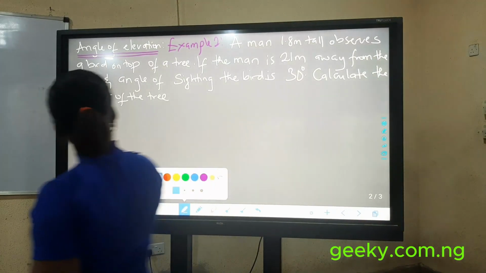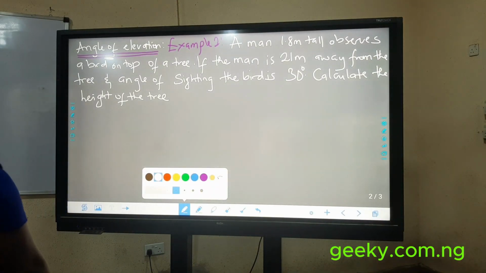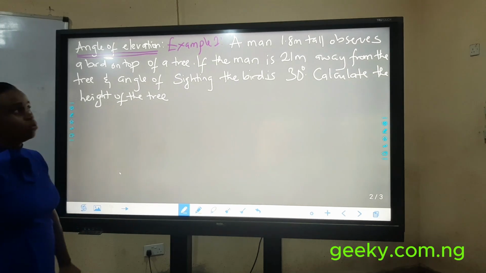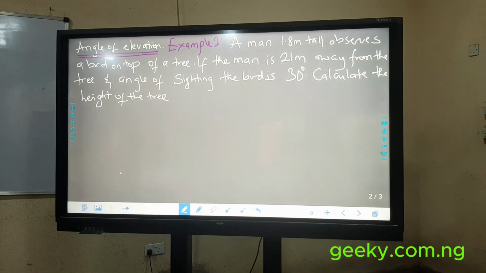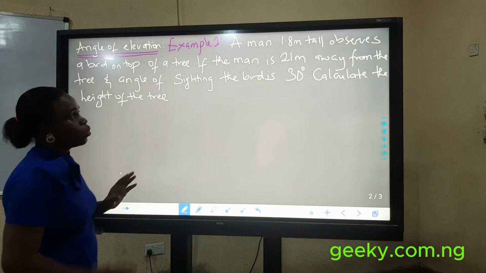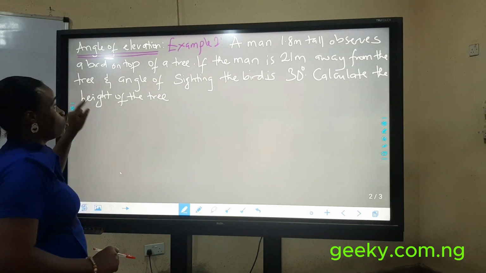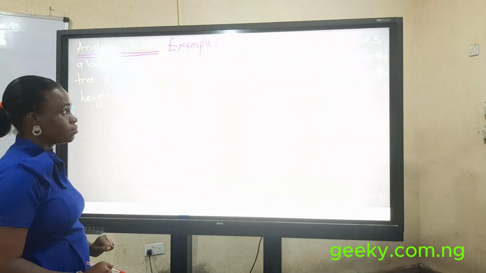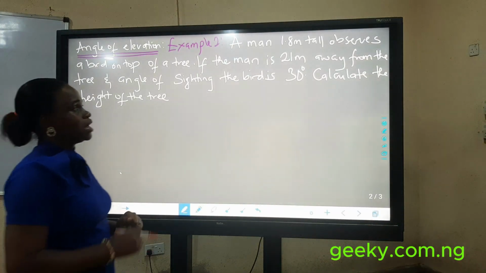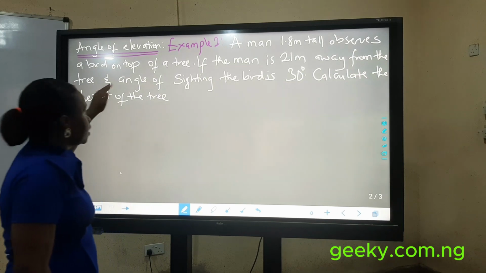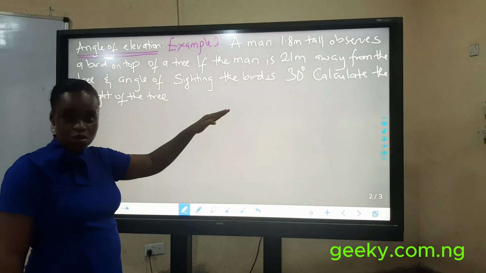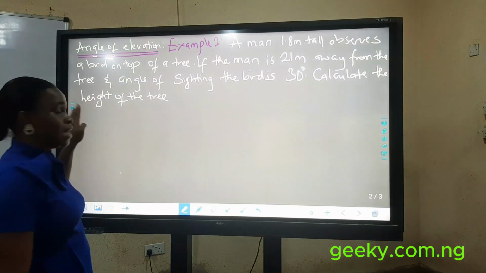So today we are going to continue the topic on angle of elevation also. So here we have another example. It says a man is 1.8 meters tall, observes a bird on top of a tree. If the man is 21 meters away from the tree and the angle of sighting the bird is 30 degrees, calculate the height of the tree.